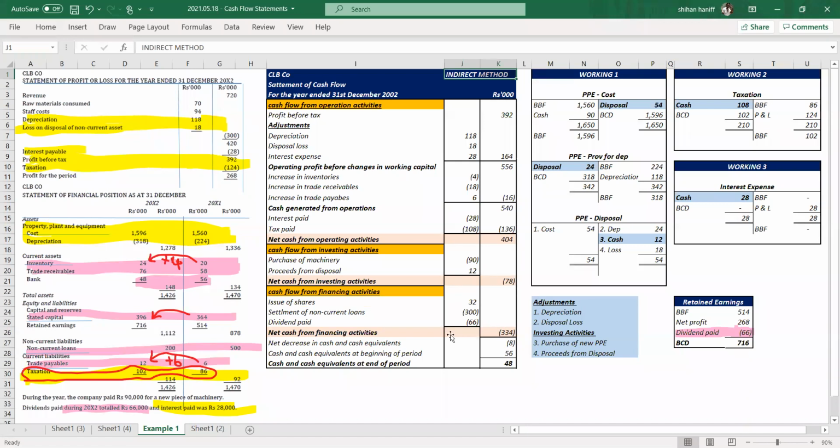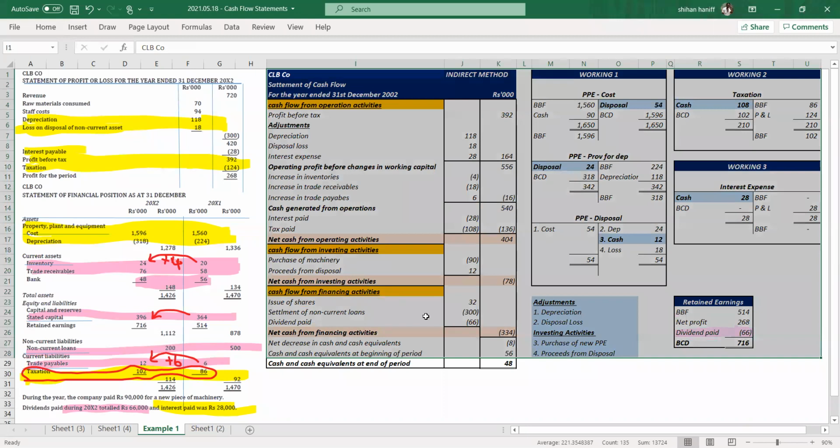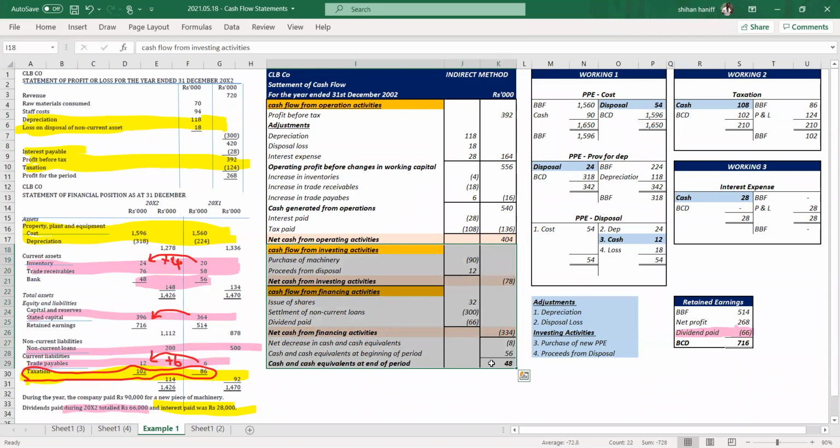Right. Now I'll explain how to do the direct method. Right. So in the direct method, investing and financing activity will be the same. Okay, this won't change. Only the operating activities will be different. So let's draw the format.